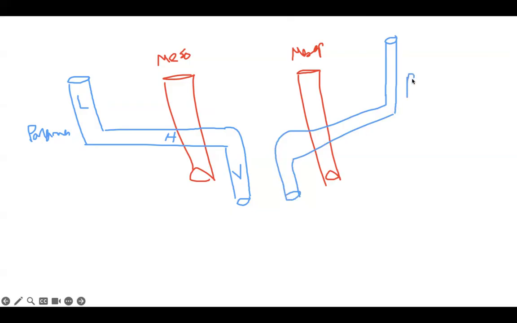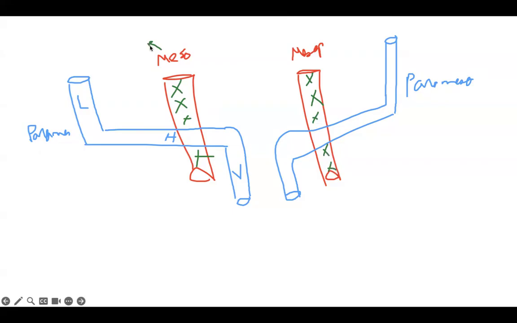What is the name of the blue one? It is paramesonephric. Both ducts are present in male and female. What happened? In female, the paramesonephric duct will remain, and the mesonephric duct will disappear, and it's a remnant in female: the Gartner duct.